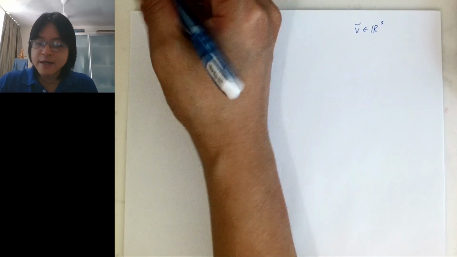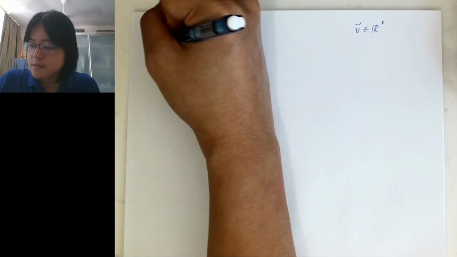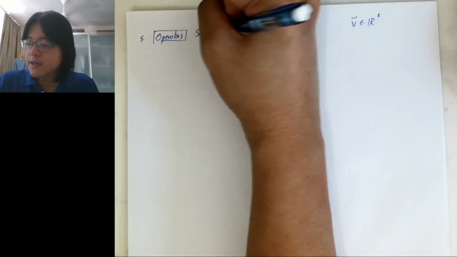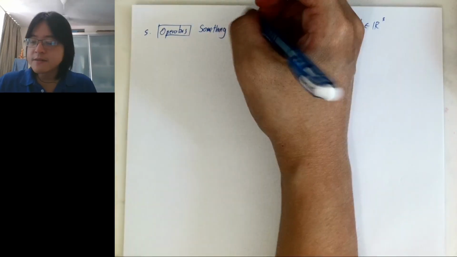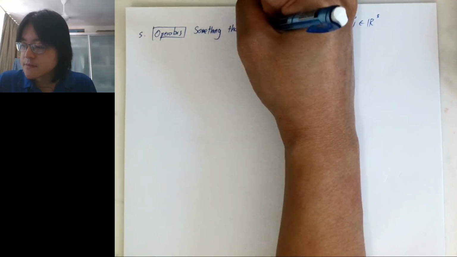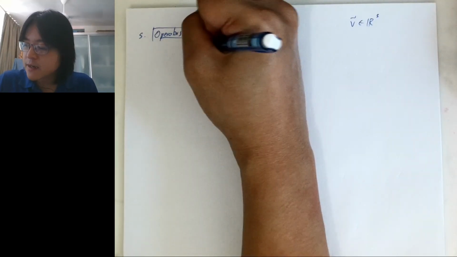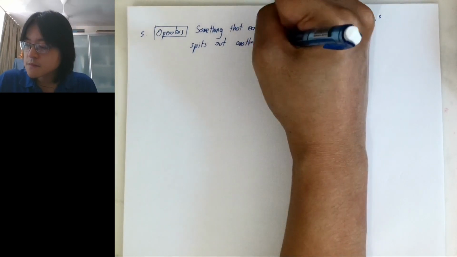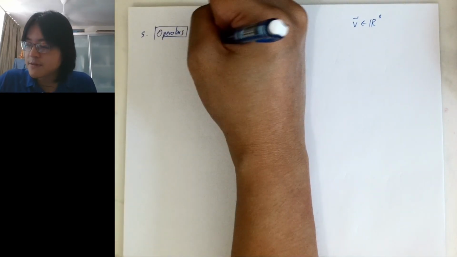Before we end, I should at least say one last thing about operators. So operator is another fancy term. It might sound scary, but just to make it easy to imagine, it's just something that eats a vector and then spits out another vector.